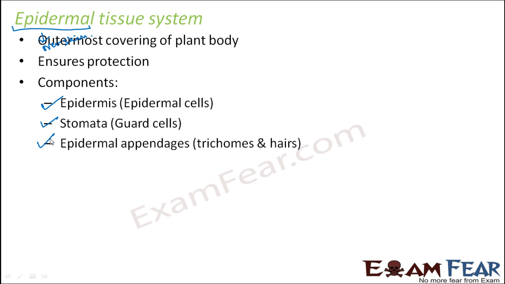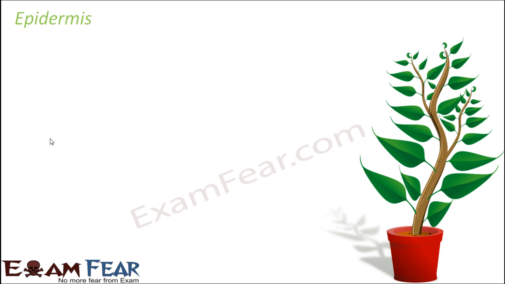And the epidermal appendages, like the root hairs or the stem hairs, the small hair-like structures which are present. Even they are present on the surface, so they should also be part of epidermal tissue system, because epidermal tissue system talks about everything that is over skin, that is, on the outermost layer. So these three things are a part of epidermal tissue system. We will quickly discuss all the three things one by one. So we will start with epidermis.